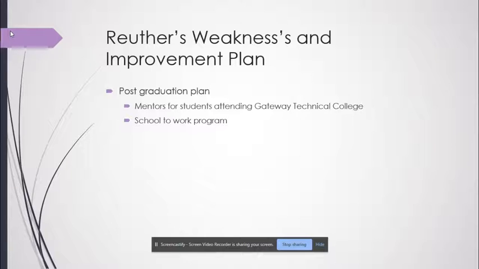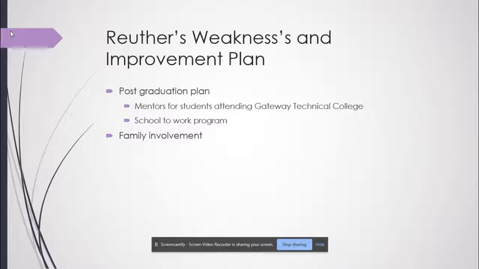Reuther should also implement a school to work program. This program involves students coming part of the day getting their academic success and then also working towards their dream job. So they're gaining academic and they're also gaining work skills throughout the school day. So when the student does graduate, they will have the skills and knowledge needed to be successful in the career that they want.